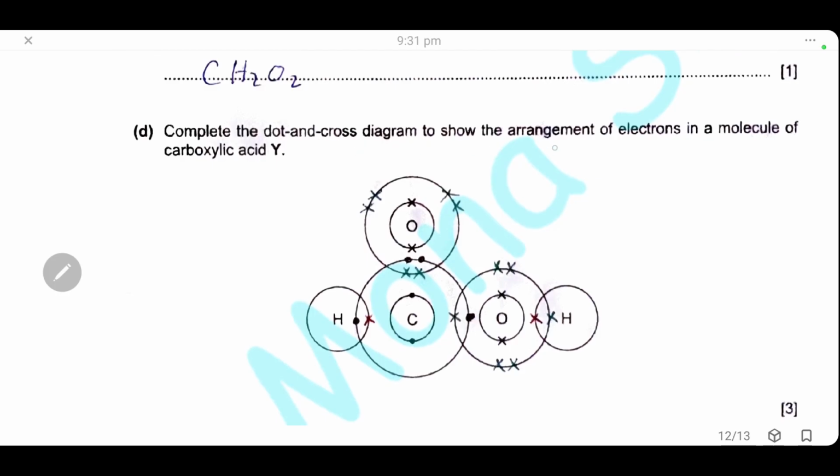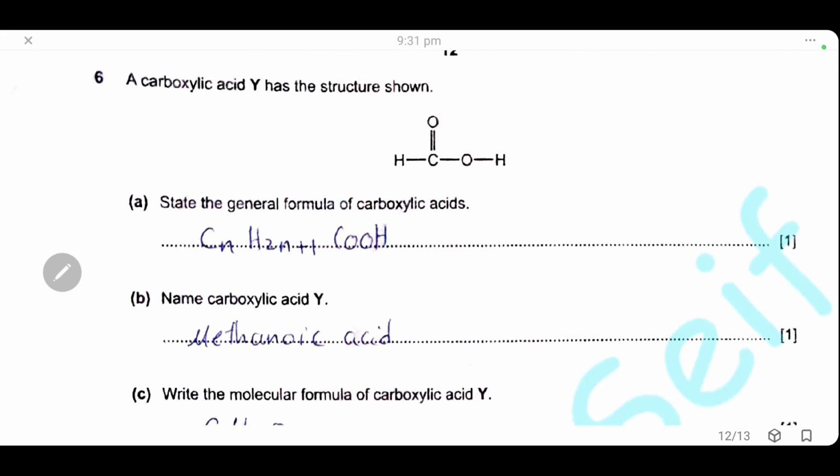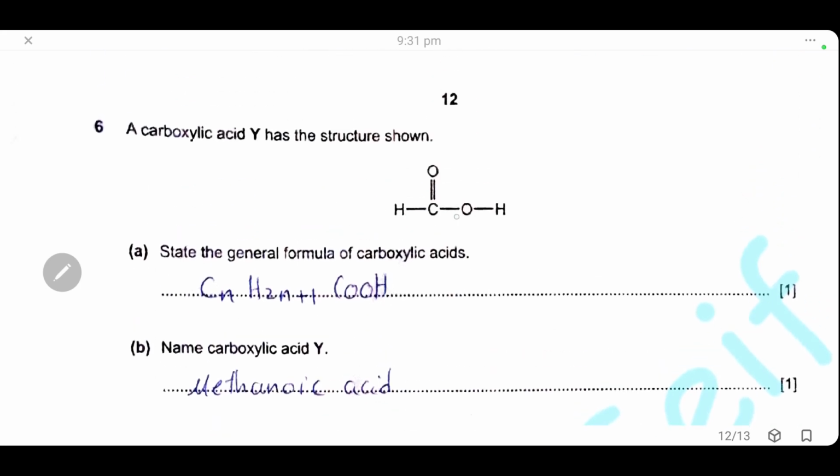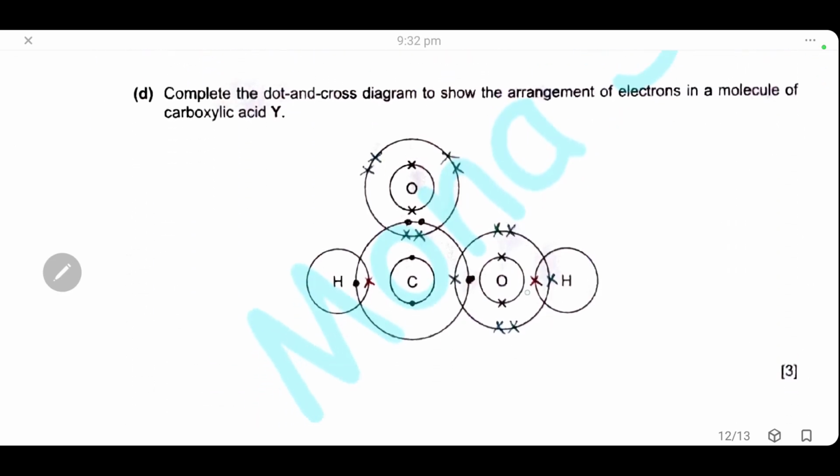Complete the dot and cross diagram to show the arrangement of electrons in a molecule of the carboxylic acid Y. Here we have the carbon atom, 1 single bond with hydrogen, 1 single bond with oxygen, 1 double bond with the other oxygen atom, and also another single bond between oxygen and hydrogen. Each single bond is formed by sharing a pair of electrons, 1 from each atom. So here we will have the first covalent bond between hydrogen and oxygen, 1 electron from each atom. Another single bond between oxygen and carbon, 1 electron from each atom.